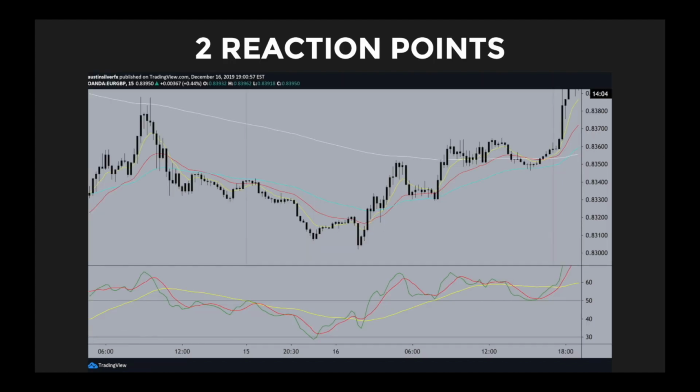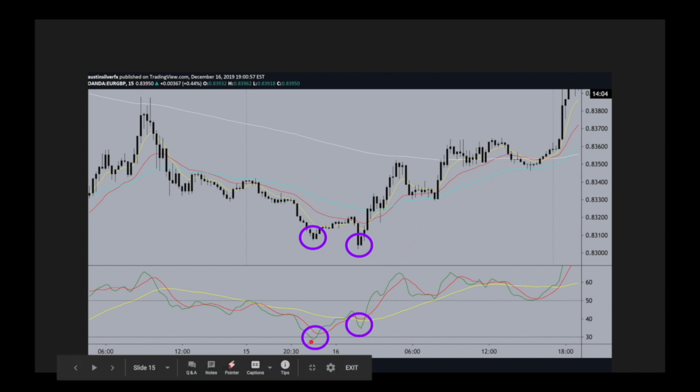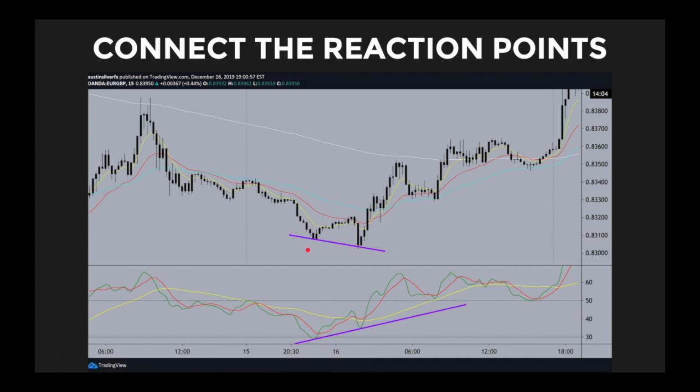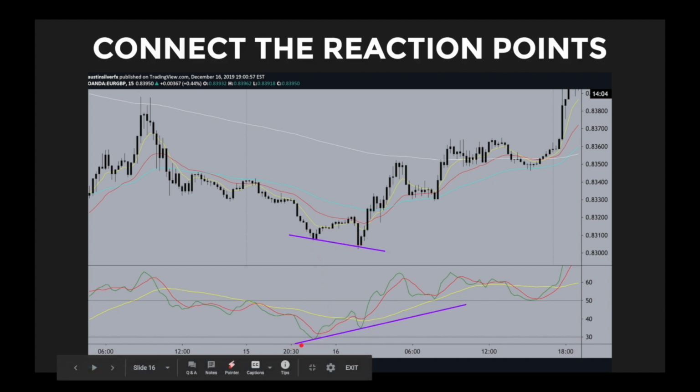So now here, see if you can find the 2 reaction points. I'll give you 5 seconds. You got them? There you go. So you have your RSI low, and then you have your price action low. Once you have those points matched up, you connect them with a purple line, and that visually will show you which way you should be trading.